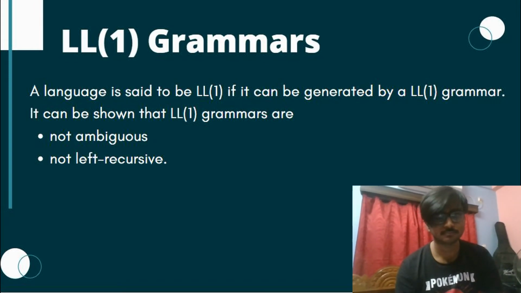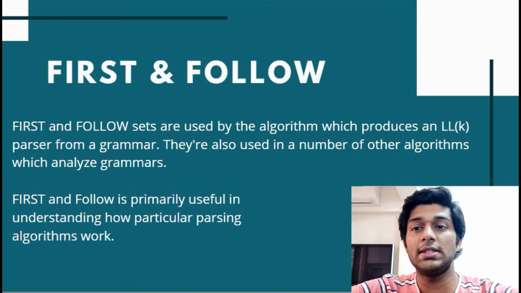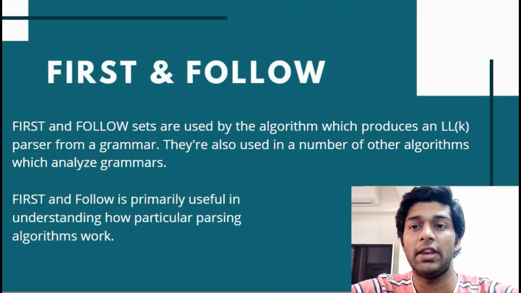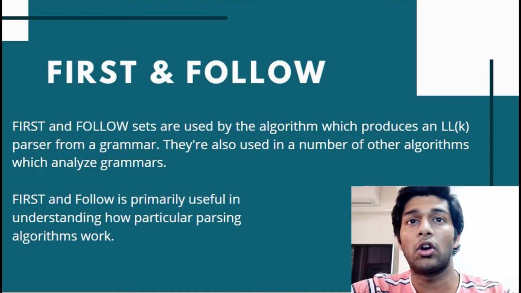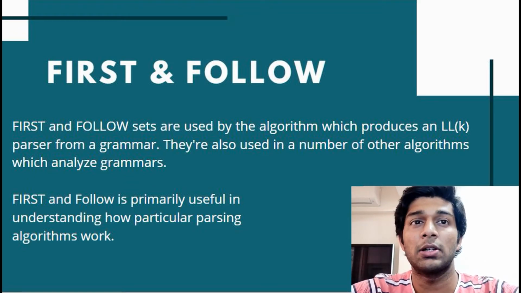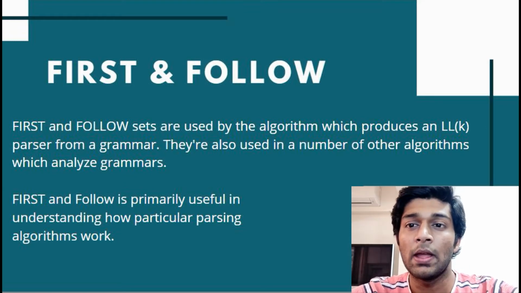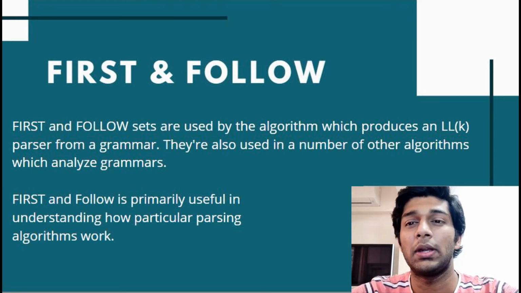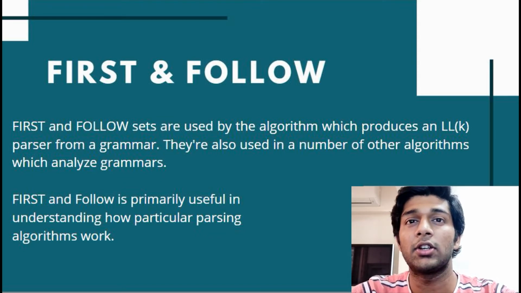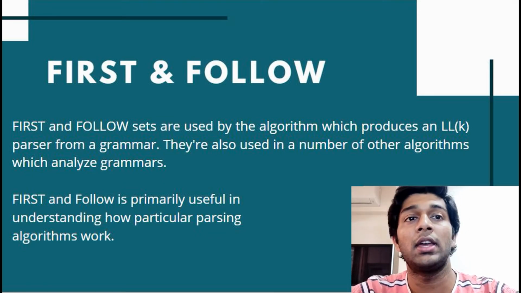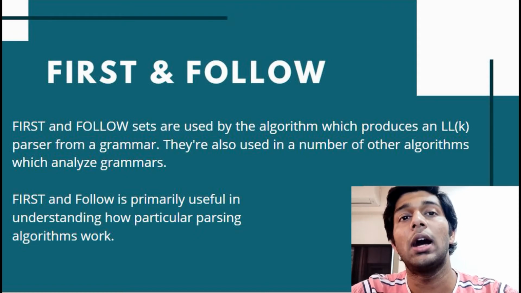First and follow. These sets are used by an algorithm which produces left to right, leftmost derivation parsers, also known as LL parsers, from a grammar. There are also a number of other algorithms which analyze grammars, but most importantly we run into them while studying top-down parsers. Parsing is a very small activity of producing a compiler. The first and follow sets have very little to do with compiler design, but they are useful in understanding how a particular algorithm works.